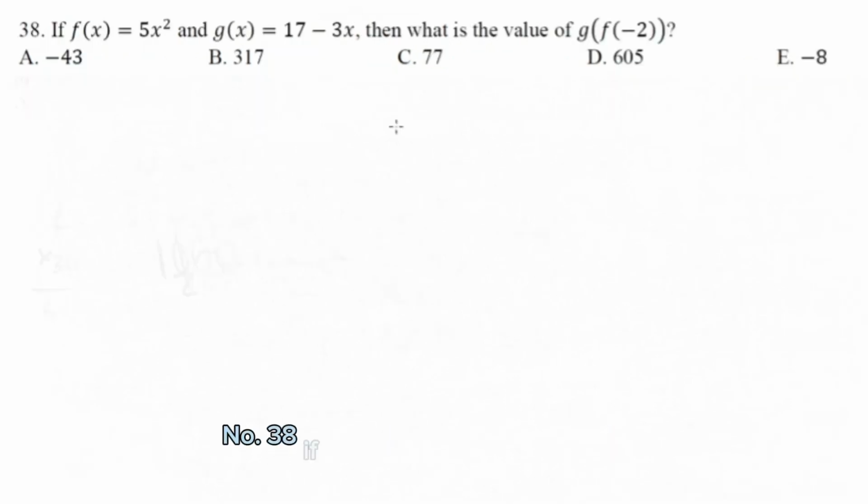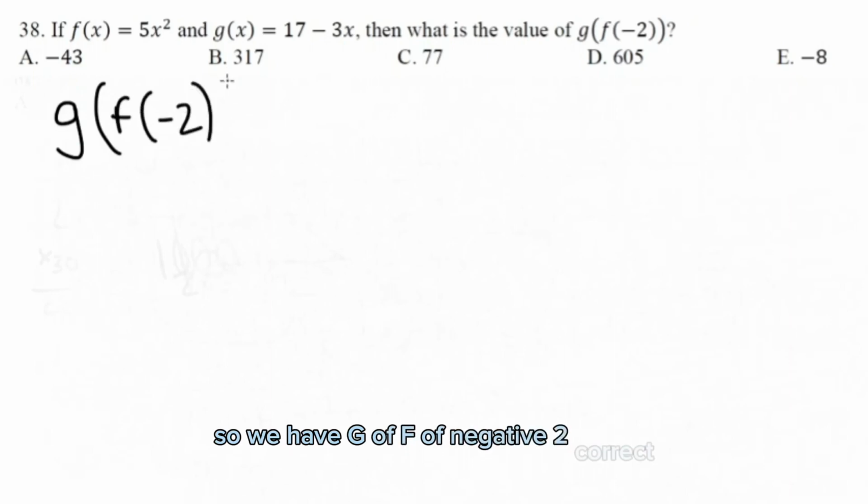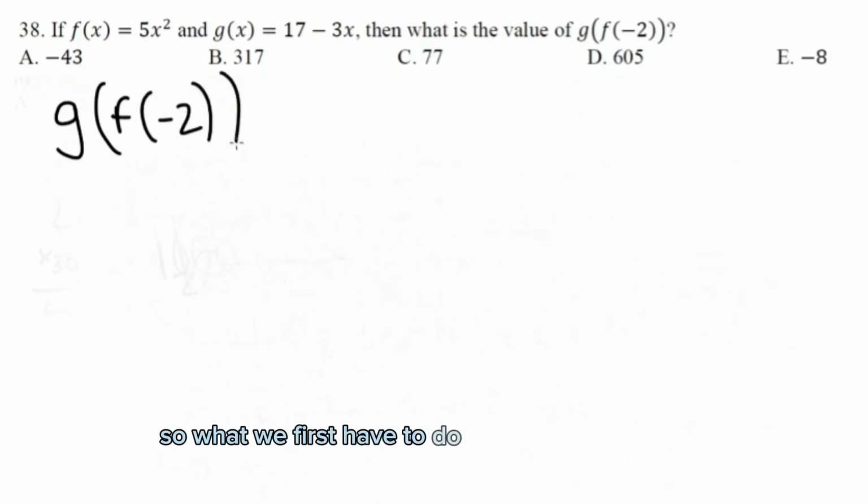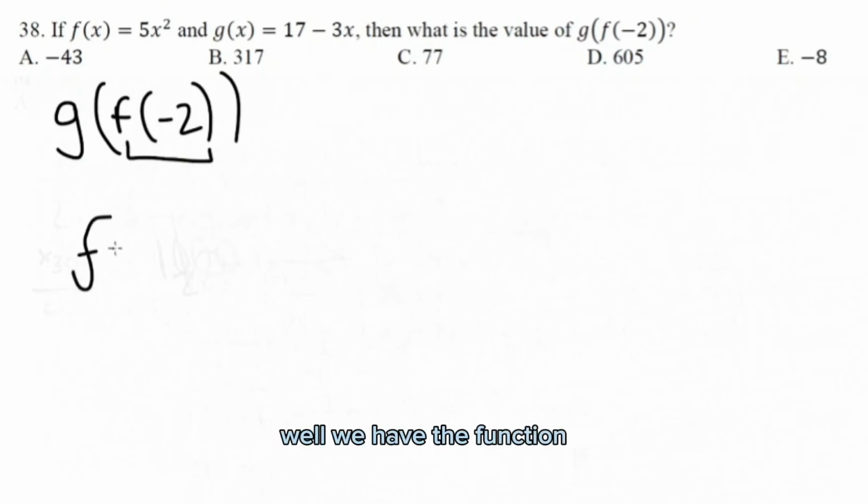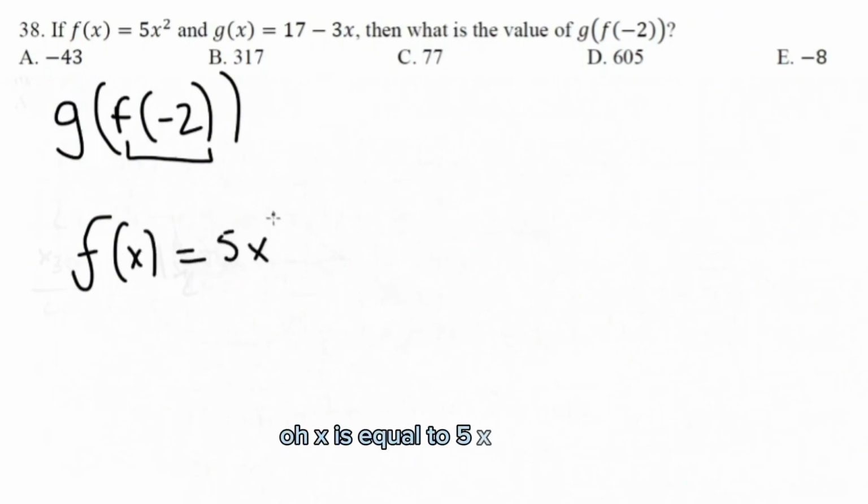Number 38. If f of x is equal to 5x squared and g of x is equal to 17 minus 3x, then what is the value of g of f of negative 2? Alright, this is actually a pretty simple problem. So we have g of f of negative 2, correct? So what we first have to do is use this function first, f of negative 2. So how do we do that? Well, we have the function f of x is equal to 5x squared.